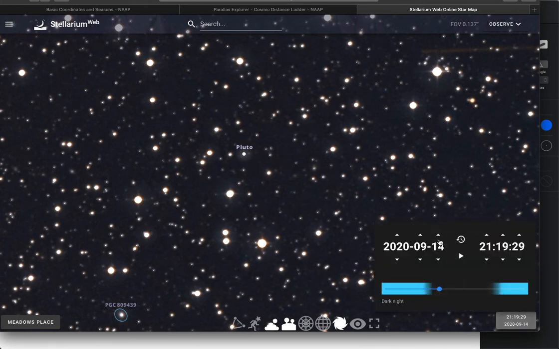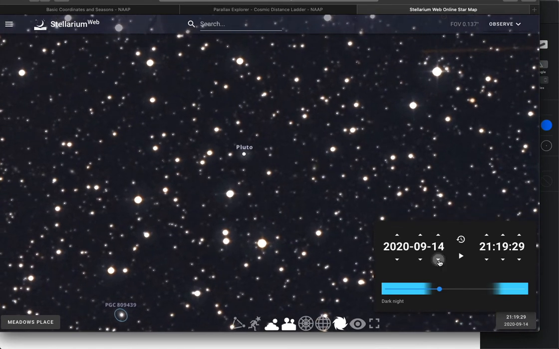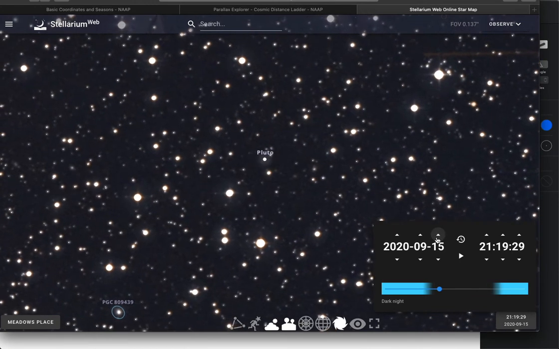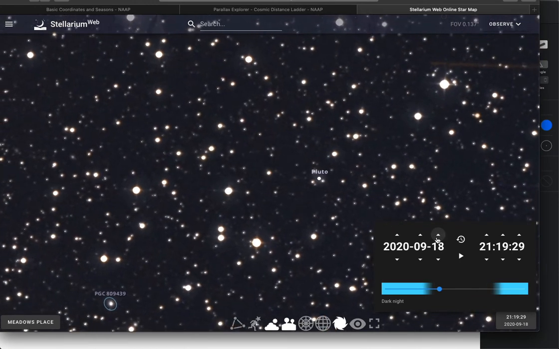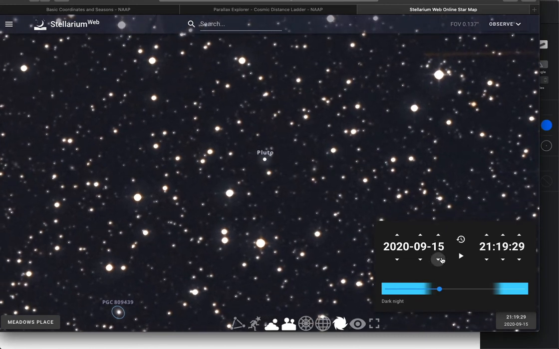What I want to do is change the day here. So I went forward a few days. If we go backwards a few days, you can see that the stars move a little bit, but Pluto is zipping along a lot in between each particular image. The reason is parallax.